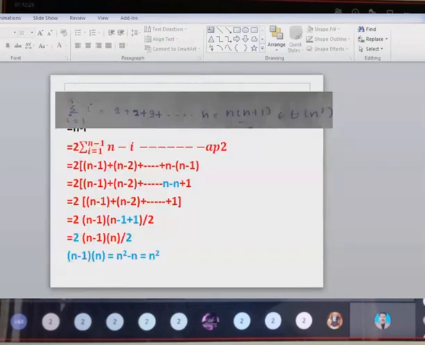Any doubts here? This is called as closest pair. Okay. Any doubts? No, ma'am. Okay. This is called as closest pair. Next, convex hull problem. Next is convex hull. Next topic is convex hull.